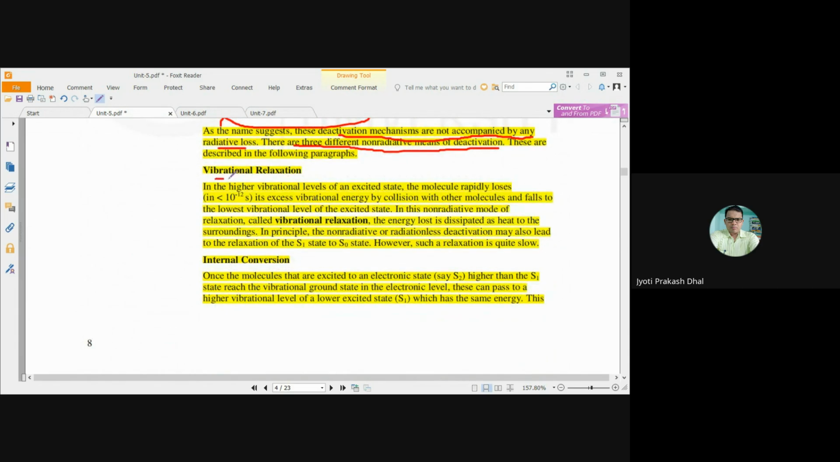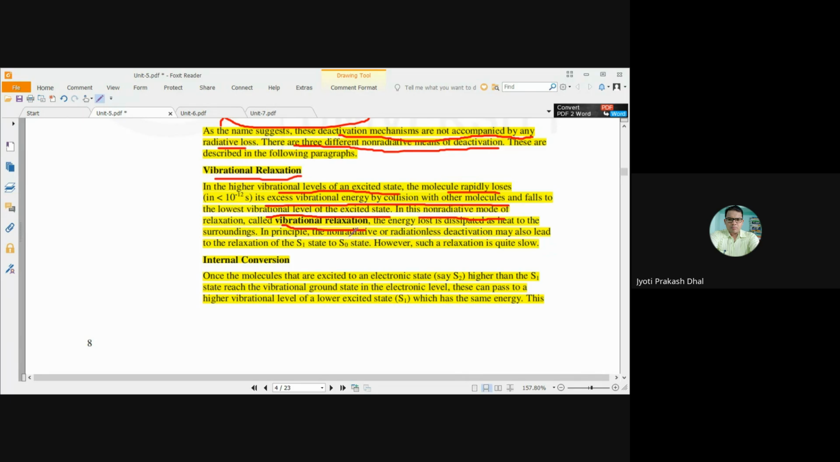The first one is vibrational relaxation. In the higher vibrational levels of an excited state, the molecules rapidly lose their excess vibrational energy by collision with other molecules and fall to the lowest vibrational energy level of the excited state. This type of non-radiative mode of relaxation is called vibrational relaxation. That means in the vibrational relaxation process, the molecule loses energy by collision with other molecules, and during the collision the excited molecule loses energy due to vibration.